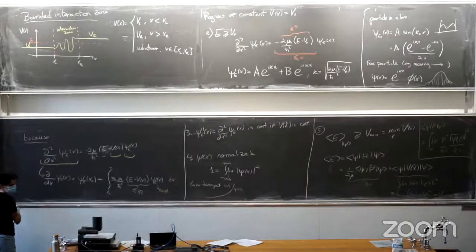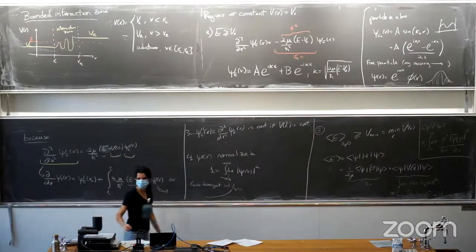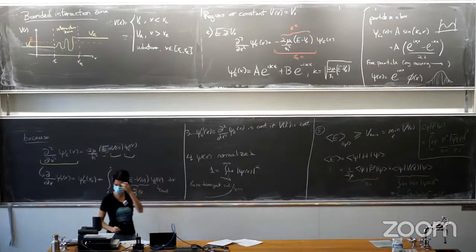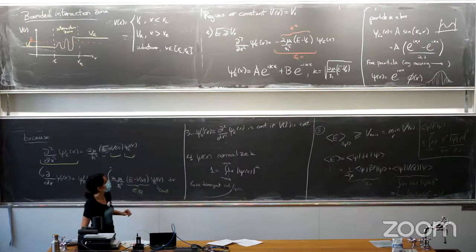Can you get the square for the h bar? Yes, I forgot the square. Yes.